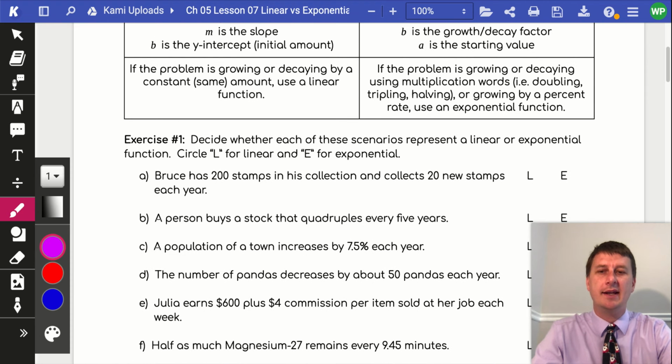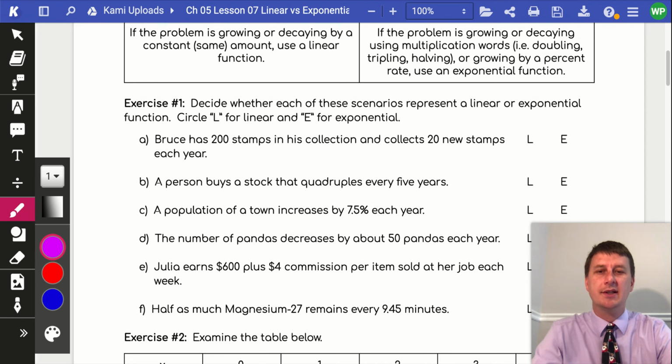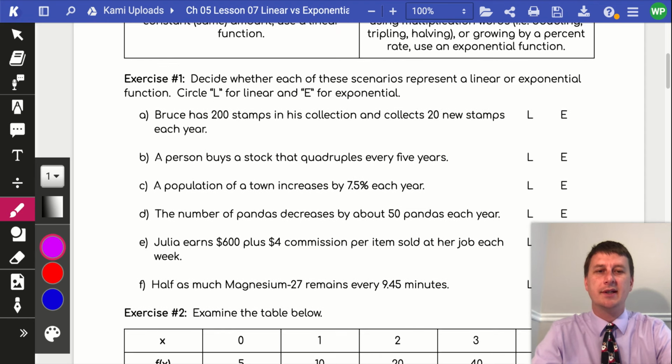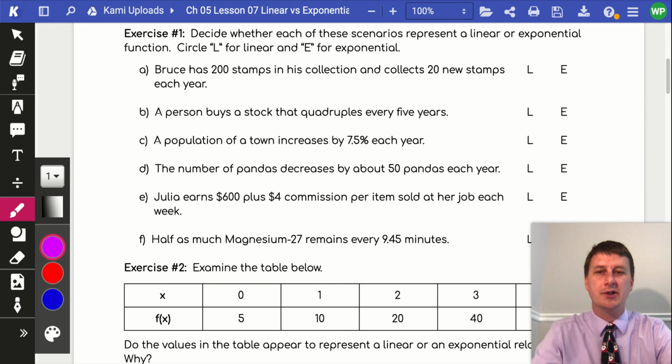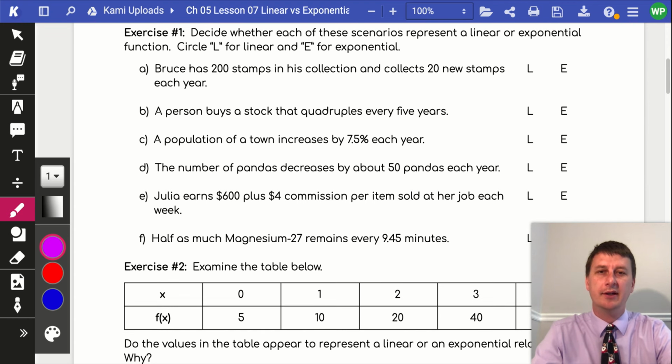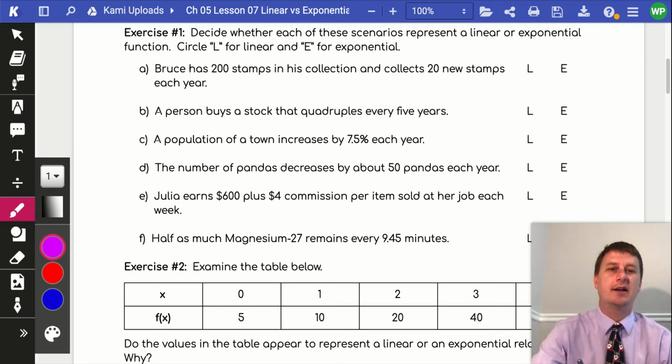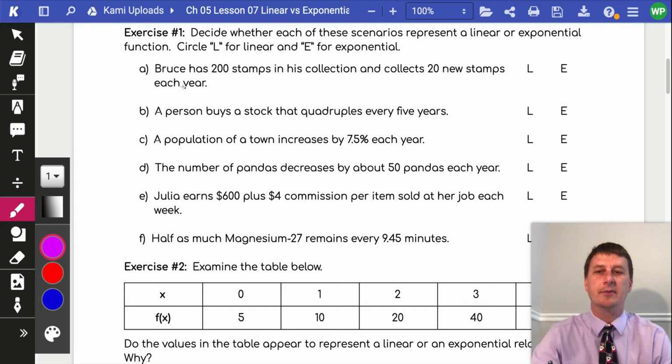So let's decide in exercise number 1 whether each of the statements provided represent a linear or exponential function. And we're going to circle L for linear or E for exponential. So in part A, it says Bruce has 200 stamps in his collection and collects 20 new stamps each year. So after 1 year, he's going to collect 20 new stamps. After the next year, 20 more new stamps. The next year, 20 more new stamps, and so on.